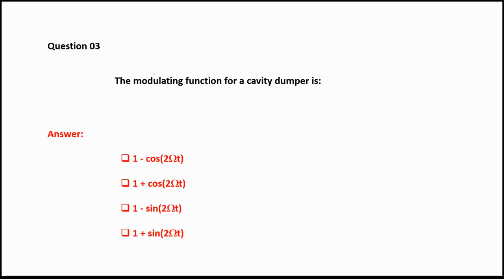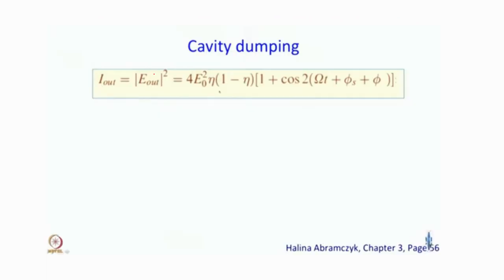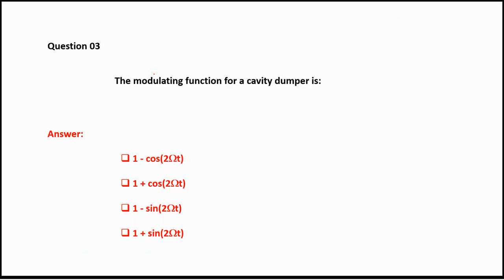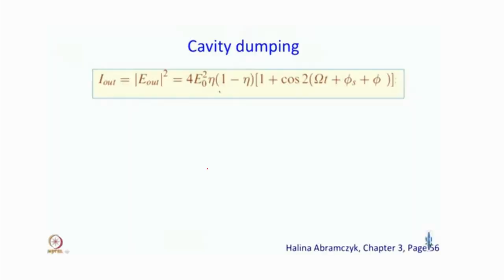Okay, so now we'll go on with the next question. The next question is also related to what we have discussed. The modulating function for a cavity dumper: the first option is 1 plus cos omega t, the second is 1 plus cos 2 omega t, the third is 1 minus sine 2 omega t, and the fourth is 1 plus sine 2 omega t.